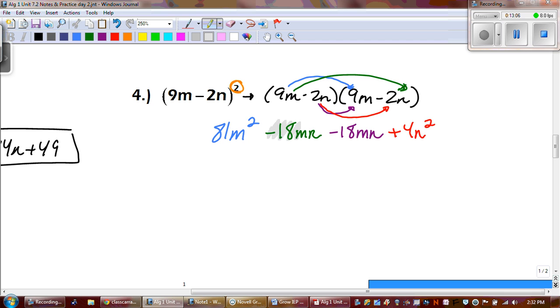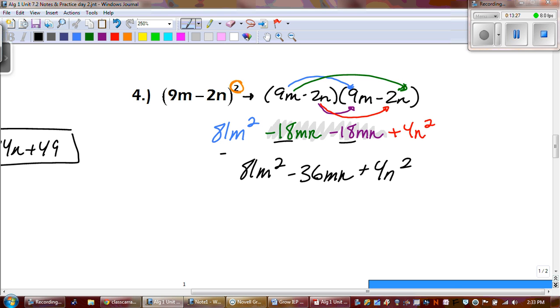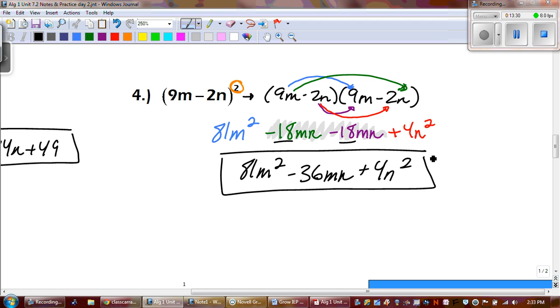Now, the next thing we need to do is combine our like terms. Those are like terms, guys. They're both negative 18mn. Okay, it's same variables. 81m squared, and then just combine the coefficients, which gives us negative 36mn plus 4n squared. Okay, we always want to write our variables in alphabetical order. That's why m squared comes first, then mn, and then the n squared. Okay?